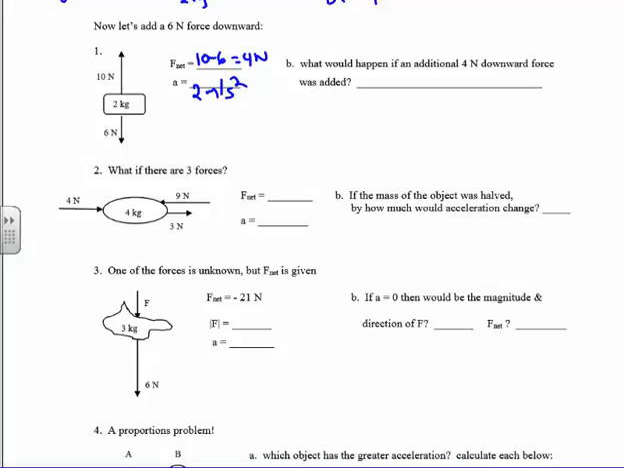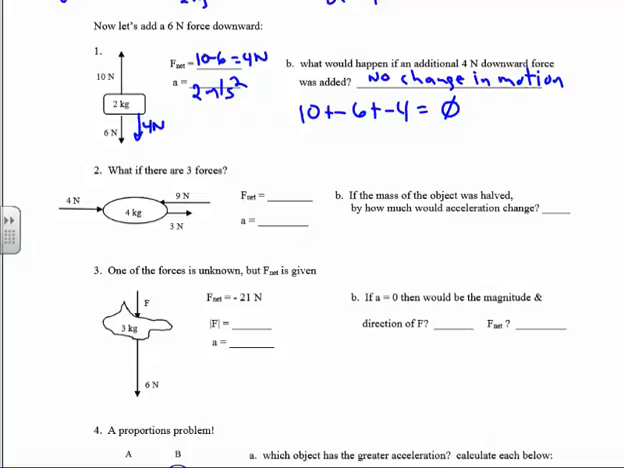All right, what would happen if an additional 4 newtons down was added? Well, I'm going to put a 4 newton arrow down, and I add these all up. 10 plus negative 6 plus negative 4, and I get 0. Okay, so what would that mean? 0 net force means no change in motion, no acceleration. All right, so like I said, no acceleration, net force is 0, no change in motion, they all go together.